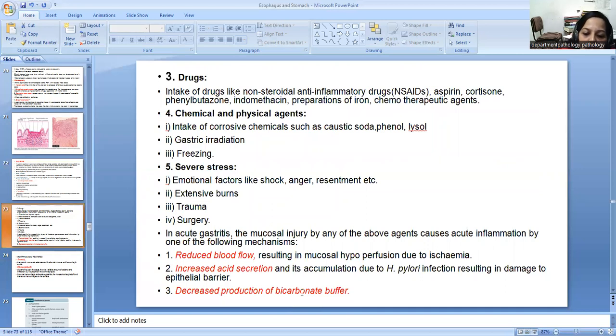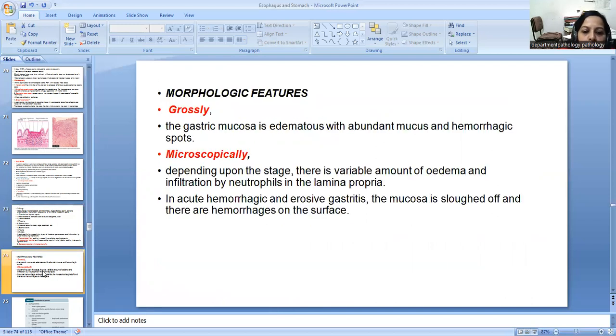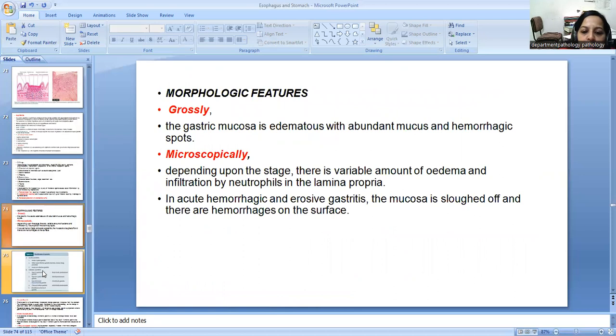In acute gastritis, the mucosal injury by any of the above agents causes acute inflammation by any of the following mechanisms: reduced blood flow, decreased acid secretion, or decreased production of bicarbonate buffer. Grossly, the gastric mucosa is edematous with abundant mucus and mucus discharge. Microscopically, depending upon the stage, there is a minimal amount of inflammation in the mucosal lamina propria.